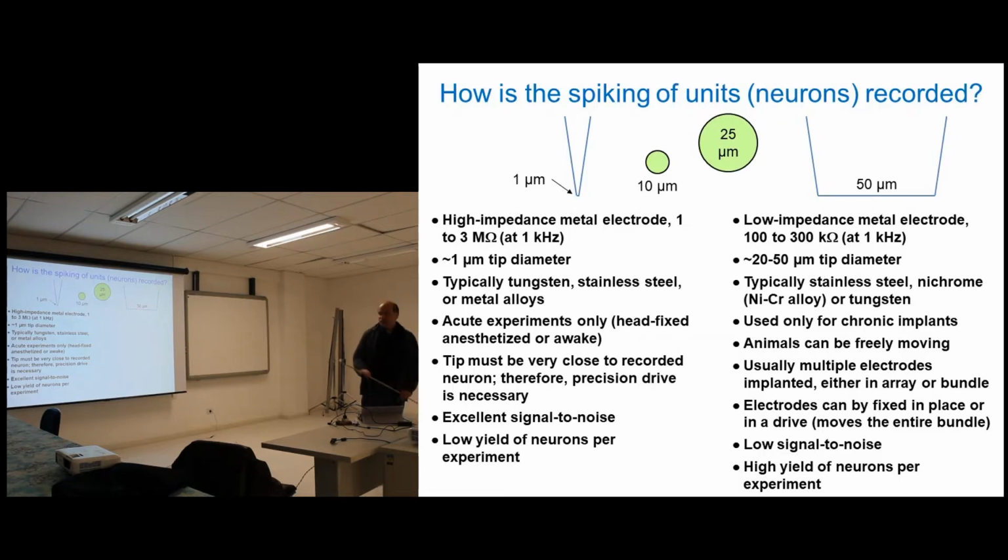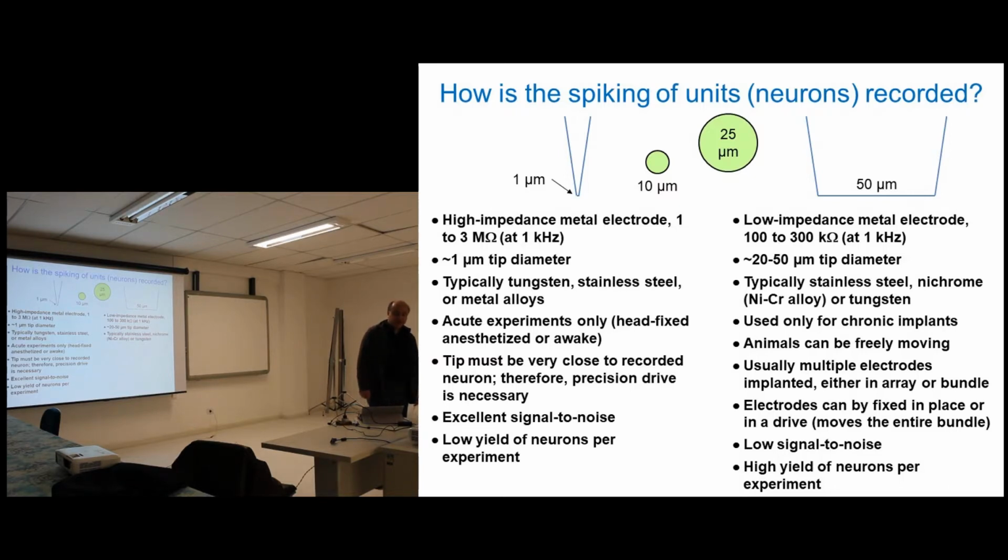Another method is to use a lower impedance electrode. My lab, for instance, uses electrodes that are 50 microns in diameter. And so again, the contrast is huge between these sharp electrodes. The impedance of these is about an order of magnitude less, okay? Which means that we're picking up a volume of tissue that's considerably larger than with the high impedance electrodes. I'll explain that in a minute. Other labs use diameters that are a little bit smaller, something on the order of 20 microns, but the impedance is still quite similar.